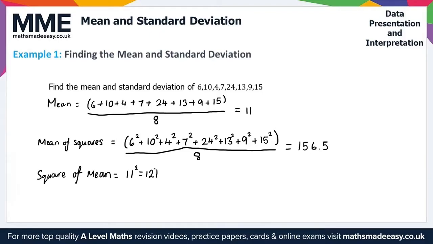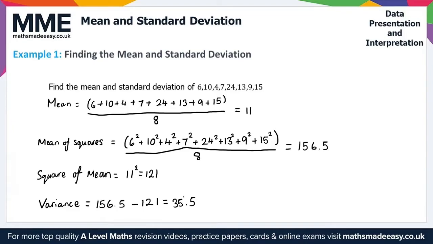So why have we gone on to calculate the mean of the squares and the square of the mean here? Well, the reason we've done that is because the variance is calculated using the mean of squares here, this value 156.5 minus the square of the mean here. Okay, so the variance is going to simply be 156.5 minus this value here for the square of the mean, 121. And if we do this on our calculator here, what we get is 35.5.